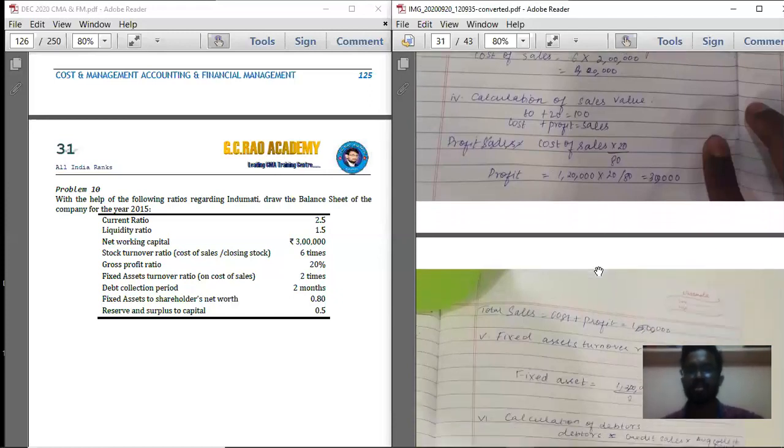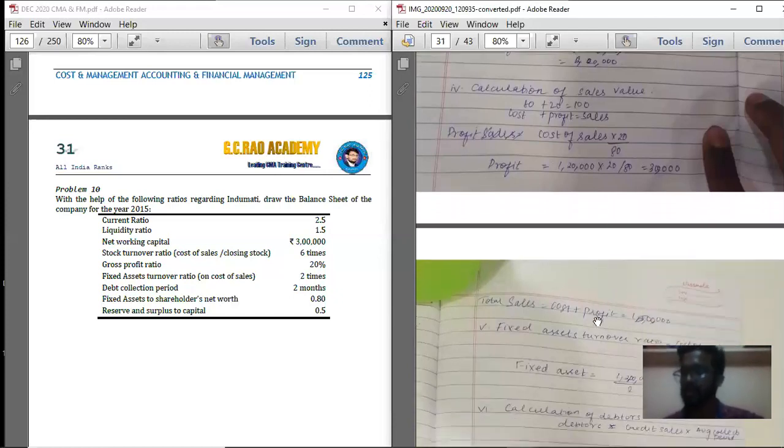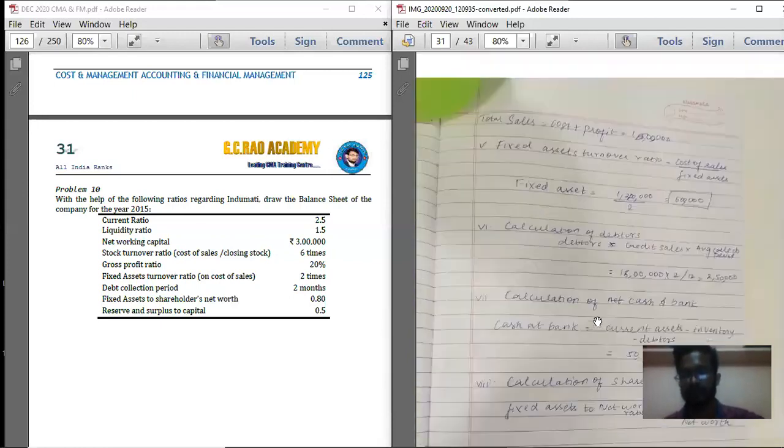So now what is the sales? Total sales is equal to cost plus profit, that is 3 lakhs plus 12 lakhs. How much is the cost? 12 lakhs. And how much is the profit? 3 lakhs. Both put together, 15 lakhs. We found what is sales.